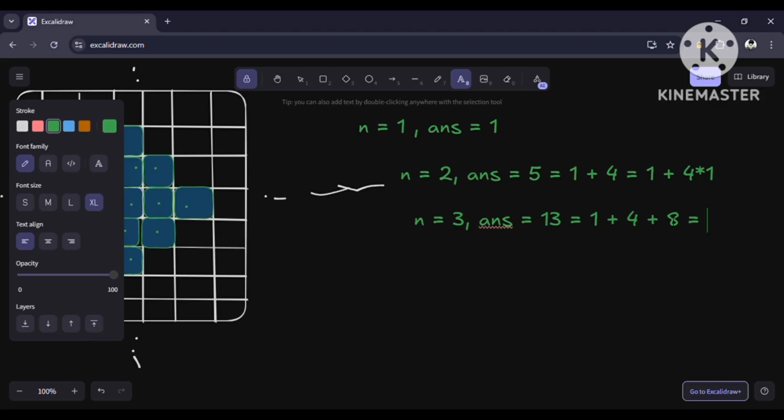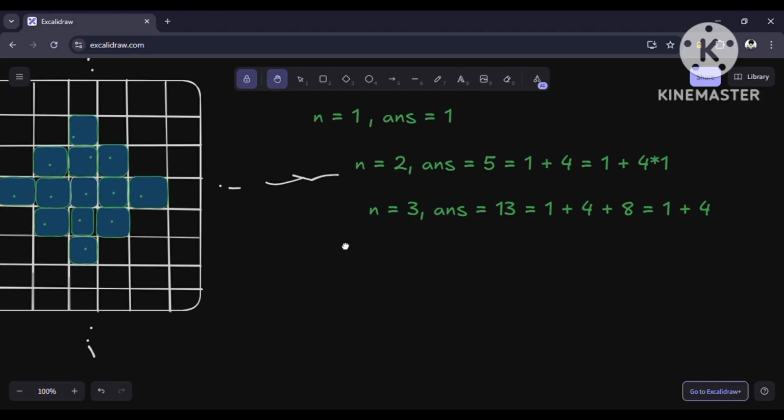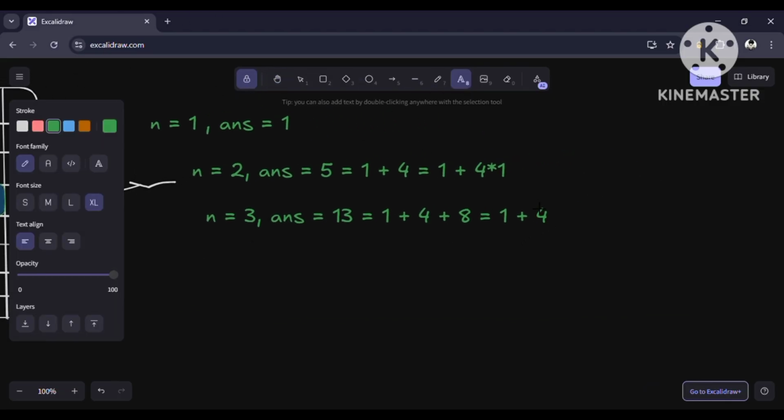This will be equal to 1, that means the previous answer, 1 plus 4. This was my previous answer, that is 1 plus 4, now plus 1 plus 4 plus 8. So 8 can be written as 4 multiplied by 2. Why 2? Because n is 3, and this 2 can be written as 3 minus 1, that means n minus 1. So you can observe this pattern, and with the help of this pattern we can calculate my answer.